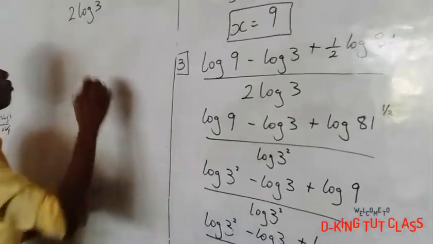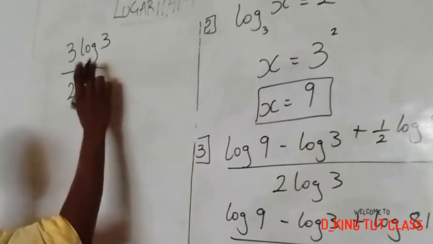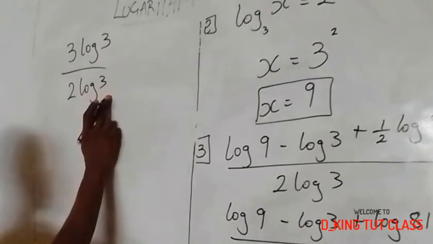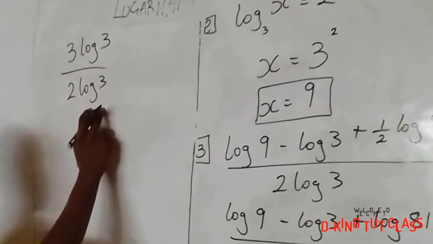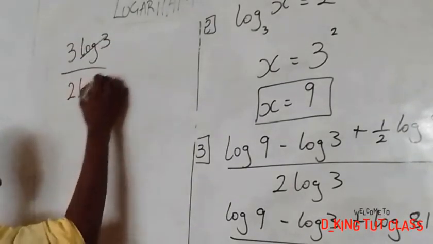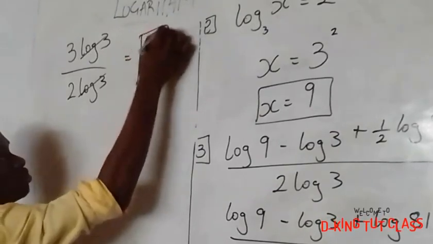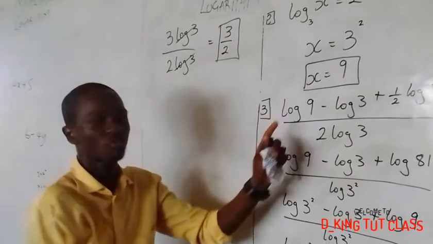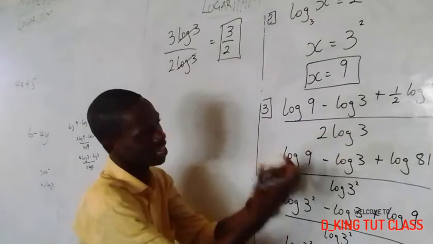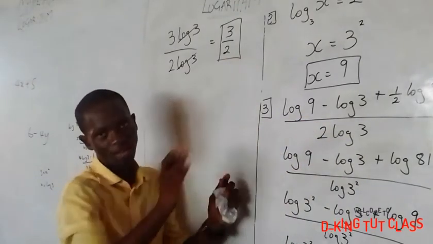Hope you understand. So from here now, the work is very, very easy. Since I'm having 3 log 3 all over 2 log 3, now this log 3 can cancel log 3. You get? So this log 3 cancels log 3. I'm left with 3 all over 2. Very, very simple. So from this now, I've been able to simplify this whole complicated expression to a very simplified one.